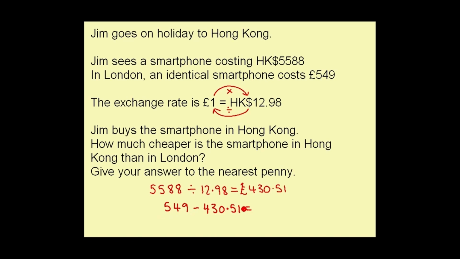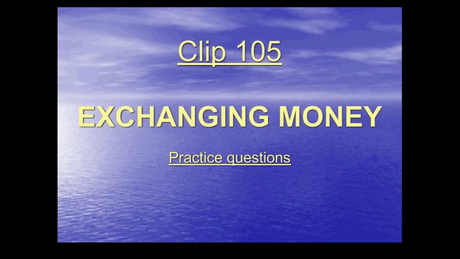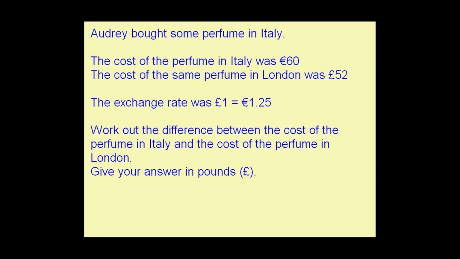Again, we can use a calculator, and we get £118.49. So the smartphone was this much cheaper in Hong Kong than it would have been in London. Here's one for you to try. Press pause and have a go. When you're ready, press play. Here's the answer. The difference in price is £4.